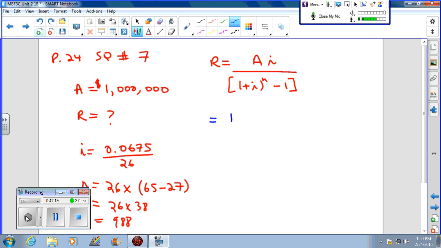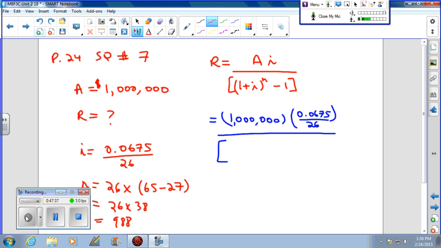Now you can write this any way you want, and then the I is going to be 0.0675 over 26, and then in the denominator, oops, I actually left out a bracket there. In the denominator, it's going to be 1 plus 0.0675 over 26 to the positive n. Yeah, the positive n. So that's going to be 988 minus 1.